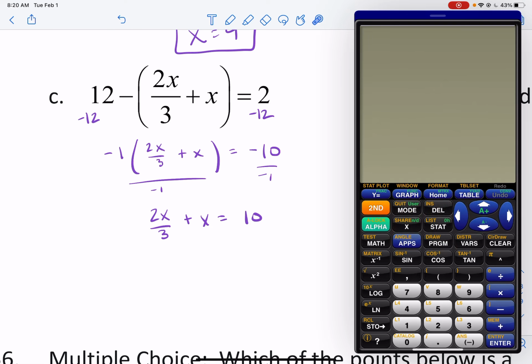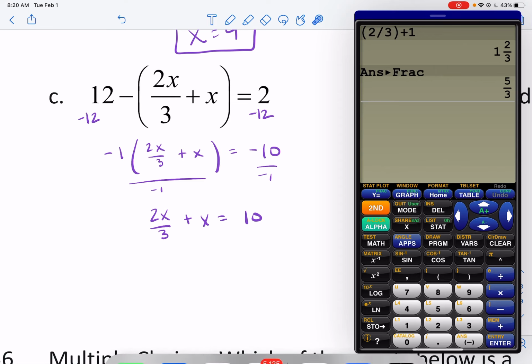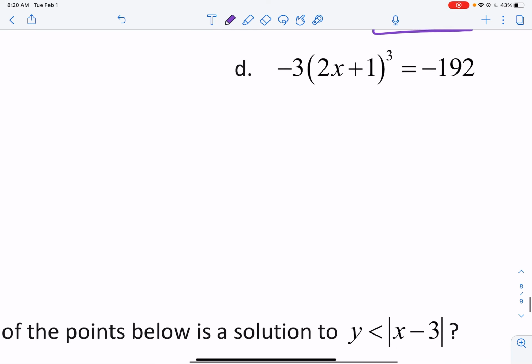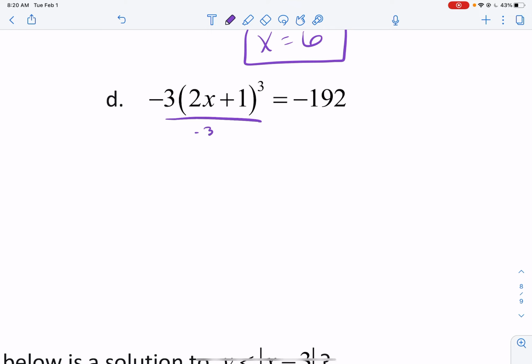Okay, so one thing here. We can combine these because they're like terms. If I take 2/3 and I add 1, that's the same thing as 5/3. I take 3 times 1 plus 2 to get that numerator there. You can also click math and then go to fraction. This is the same thing as 5/3 x. Because now what I can do is times by 3 and then divide by 5, so x equals 6. Don't let the fractions freak you out. Use your calculator. And then we'll divide by negative 3 here.